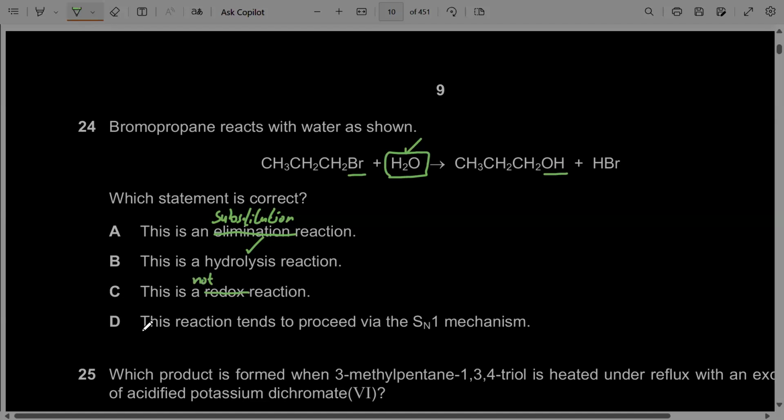D says this reaction tends to proceed by the SN1 mechanism. Now this is a primary haloalkane. So a primary haloalkane goes through the SN2 mechanism, not by the SN1 mechanism. So that's why it is incorrect. So the only right option is the B option.